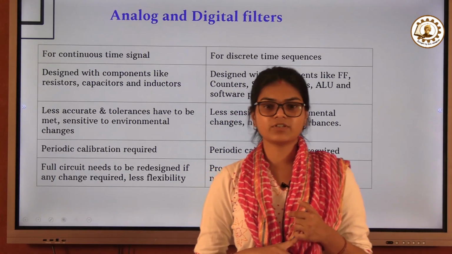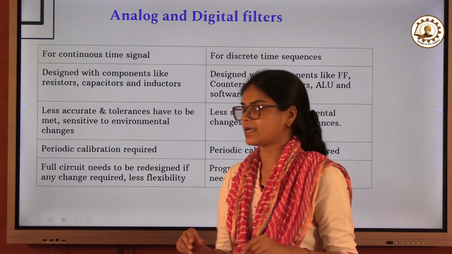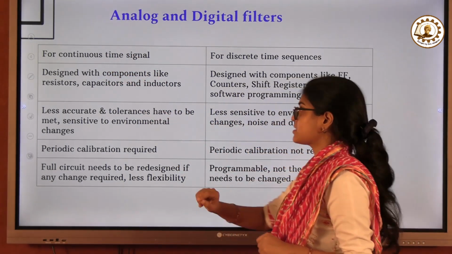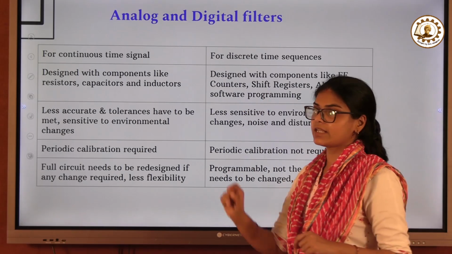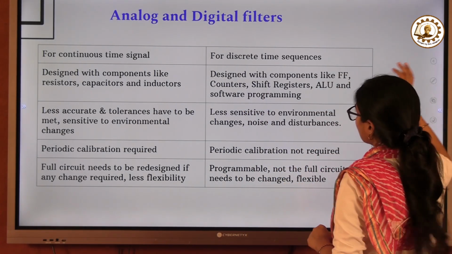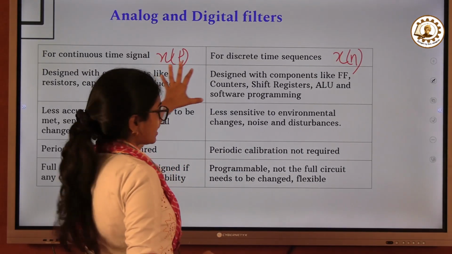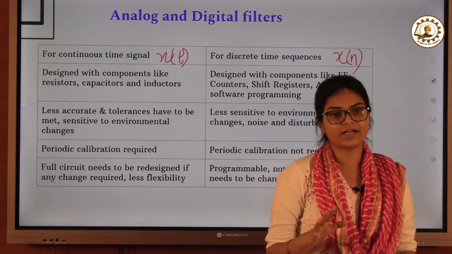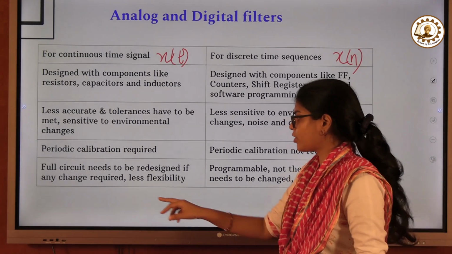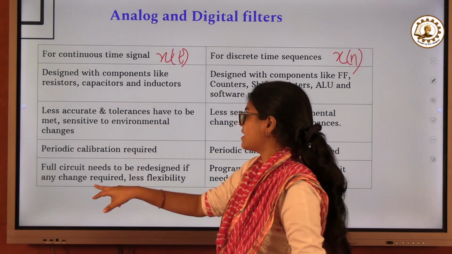So these are the two reasons why we use filters, and filters can be divided into two categories, the analog and the digital filters. Analog filters are used for continuous time signals, and digital filters for discrete time sequences. Now everybody knows the meaning of analog and digital. Analog continuous time signal we denote by x of t. Here the major important thing is that the full circuits need to be redesigned if any change is required. That's why analog filters are less flexible.